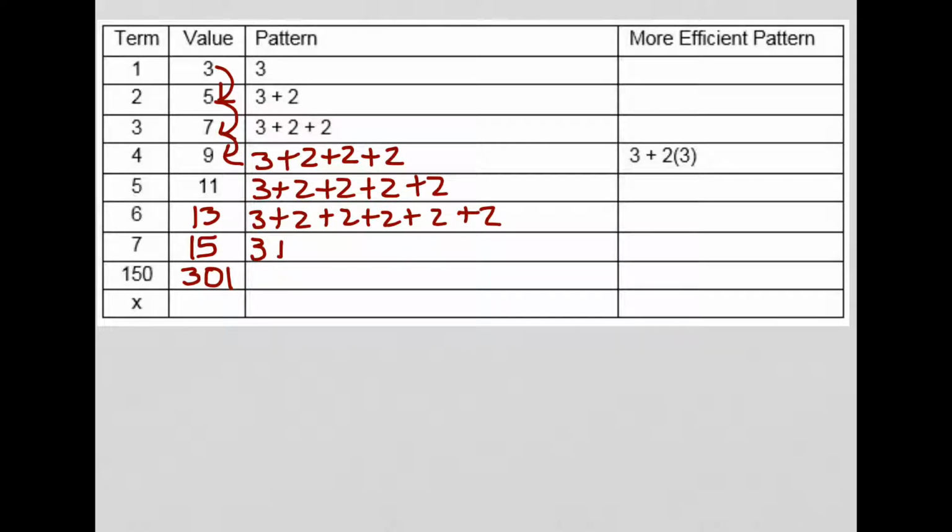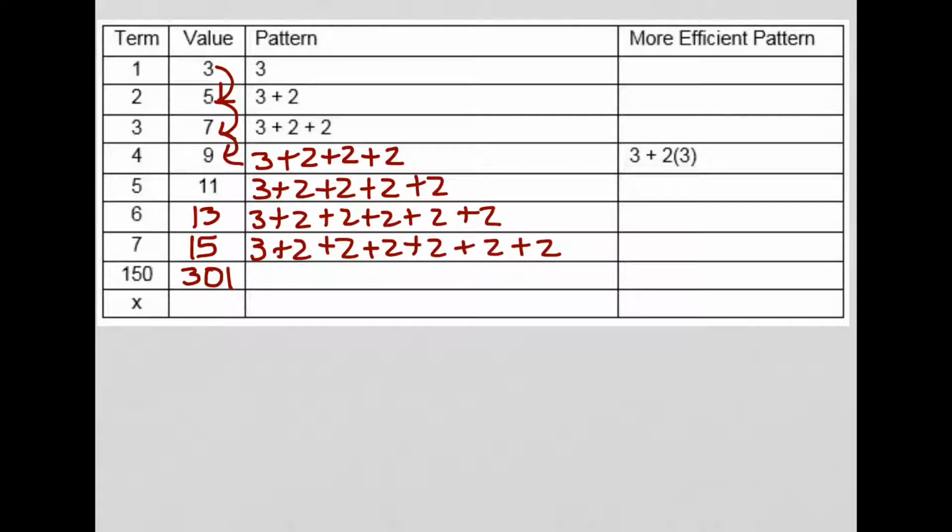Man, this is kind of boring. I really wish there was a shortcut for adding the same thing over and over and over again. Wait! There is. It's called multiplication. So on the right-hand side, this is using a more efficient pattern. Instead of writing out plus 2 plus 2 plus 2 over and over again, I said, well, adding 2 over and over again is the same as multiplying.